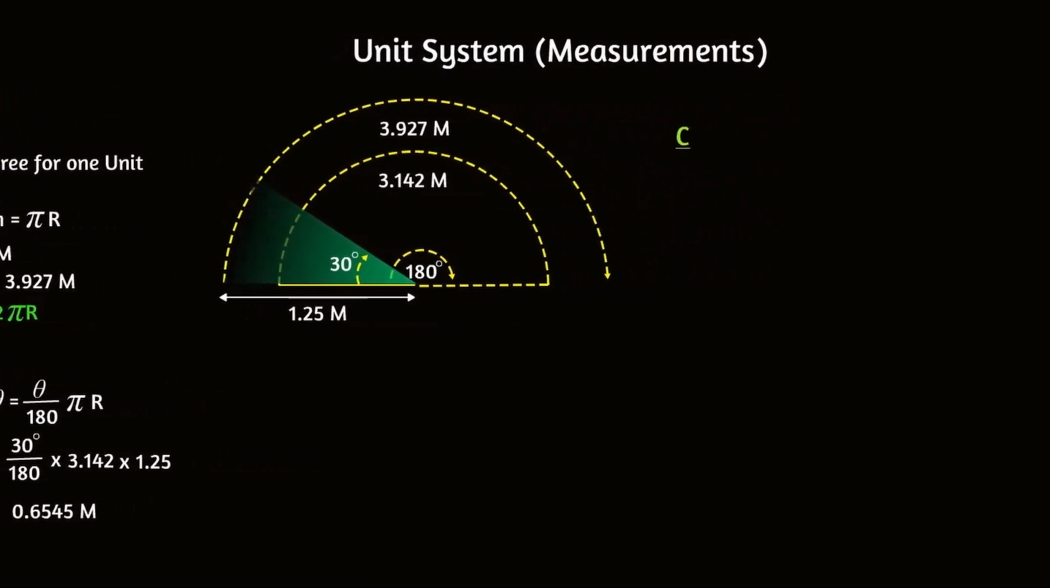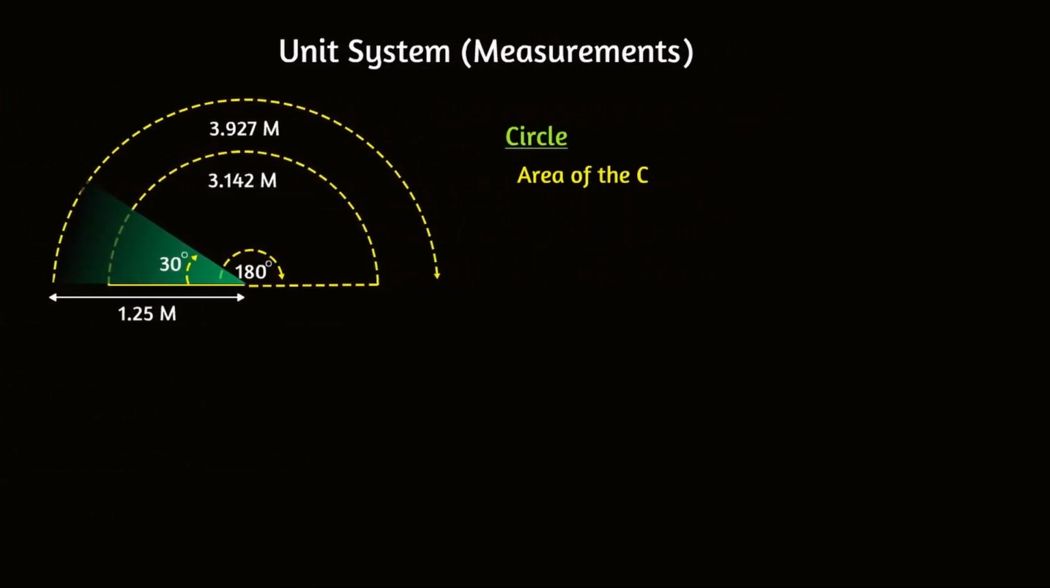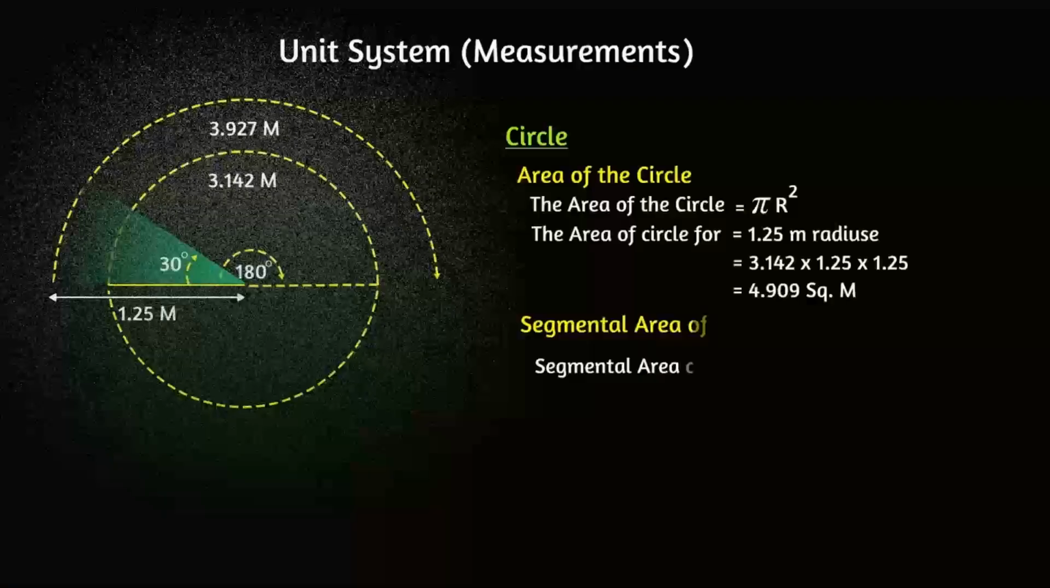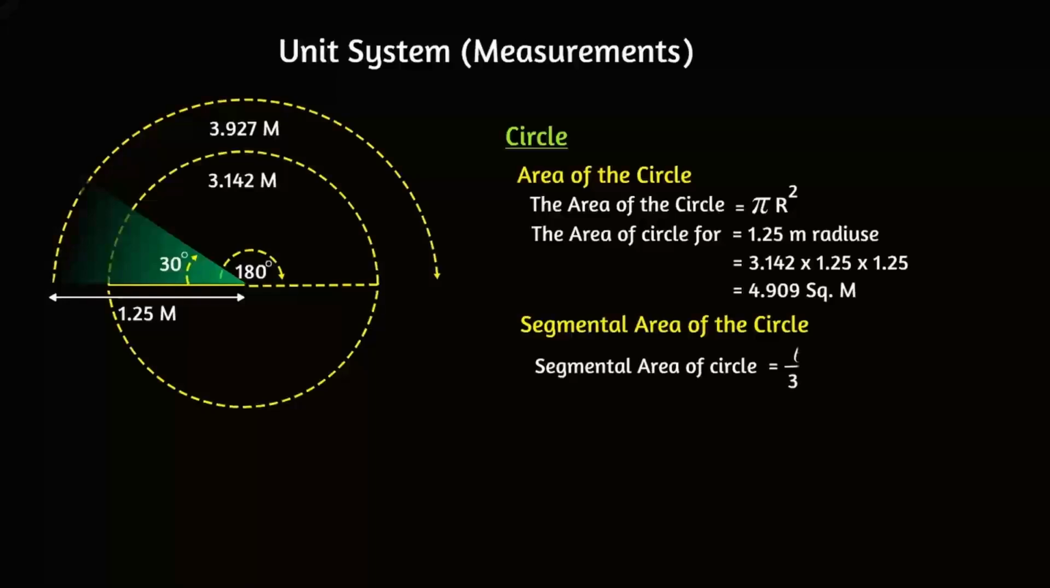Now, let's calculate the area of a circle. The formula for the area of a circle is pi multiplied by the radius squared. For example, if the radius is 1.25 meters, the area is 3.142 multiplied by 1.25 multiplied by 1.25, which equals 4.909 square meters.